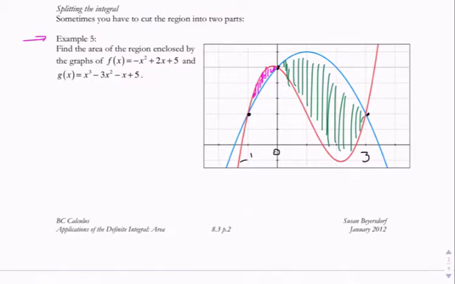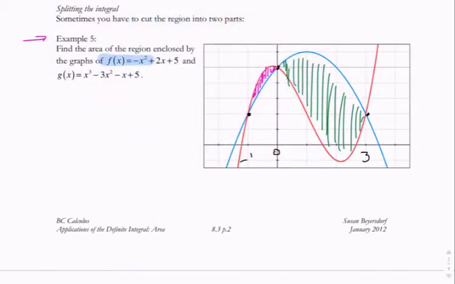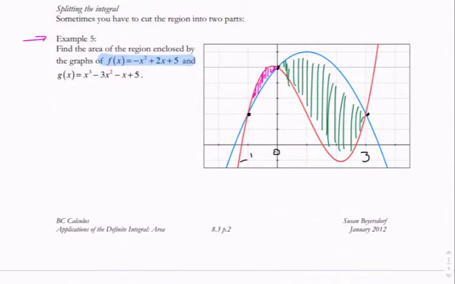By the way, do we know which graph is which? You should be able to figure it out. F of x is a quadratic. So f of x is the blue one. And g of x is the cubic. G of x is the red one.